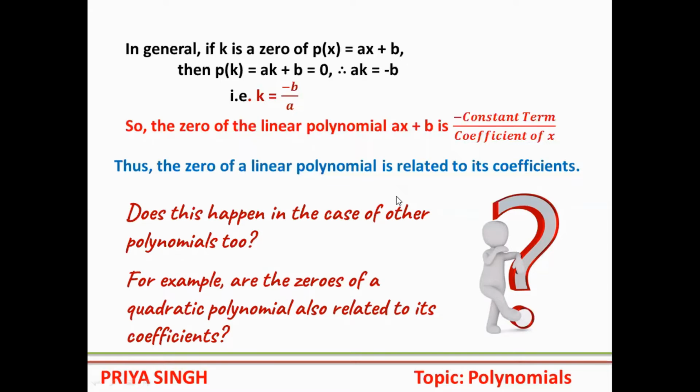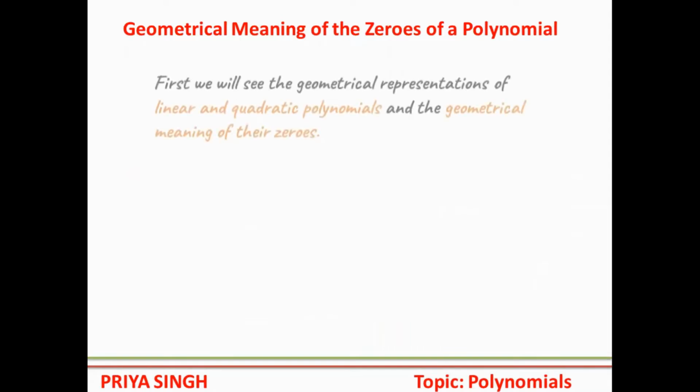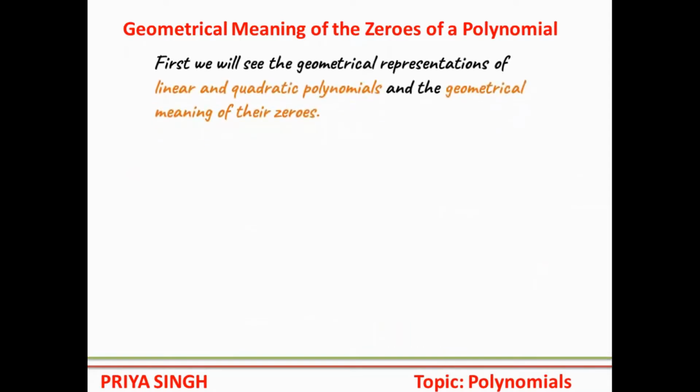We are going to first analyze it geometrically. Let us check the geometrical meaning of zeros of a polynomial. First, we will see the geometrical representation of linear and quadratic polynomial and the geometrical meaning of their zeros. Then we will go for cubic.